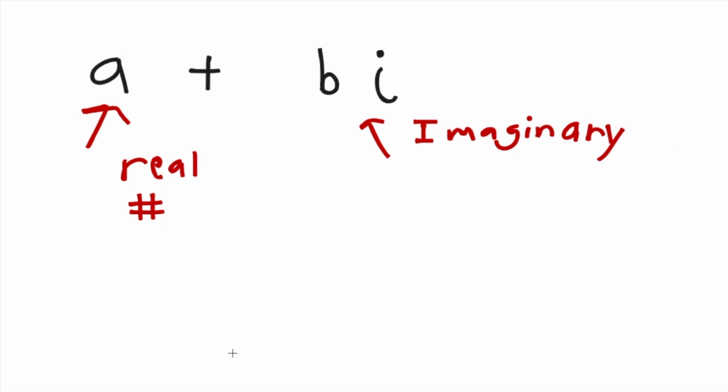Now let's go over some important stuff. If we have i to the second power, this just equals -1.